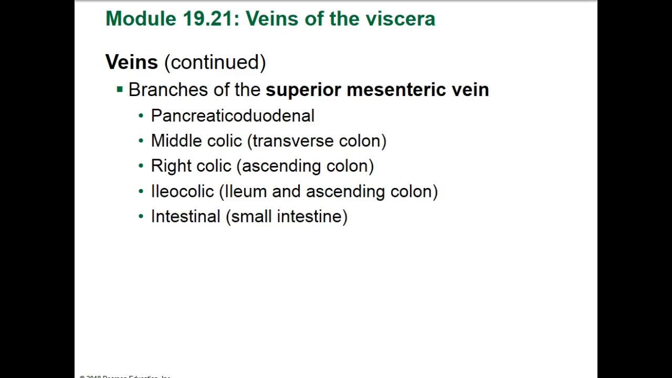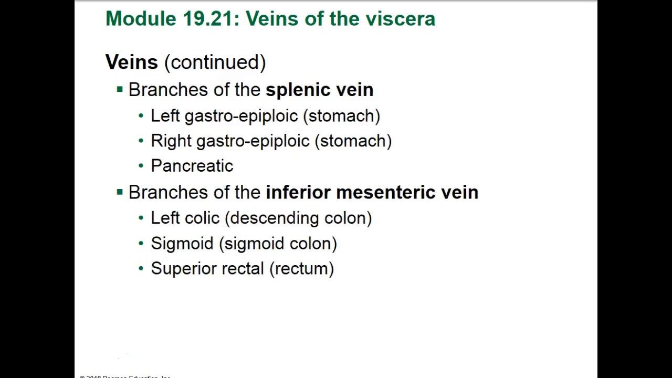Branches of the superior mesenteric vein include the pancreaticoduodenal, the middle colic for the transverse colon, the right colic for the ascending colon, the ileocolic for the ileum and ascending colon, and the intestinal for the small intestine. Branches of the splenic vein include the left gastroepiploic for the stomach, the right gastroepiploic for the stomach, the pancreatic, and then branches of the inferior mesenteric vein including the left colic for the descending colon, sigmoid for the sigmoid colon, and the superior rectal for the rectum.